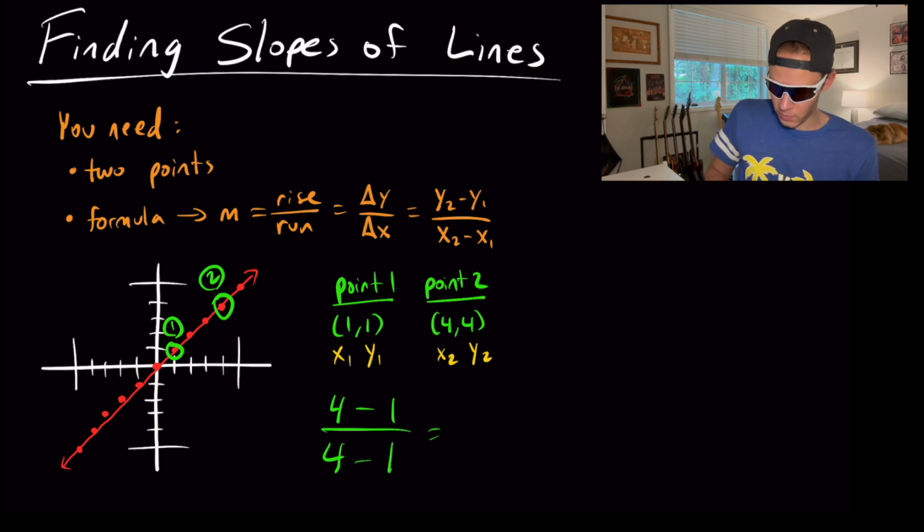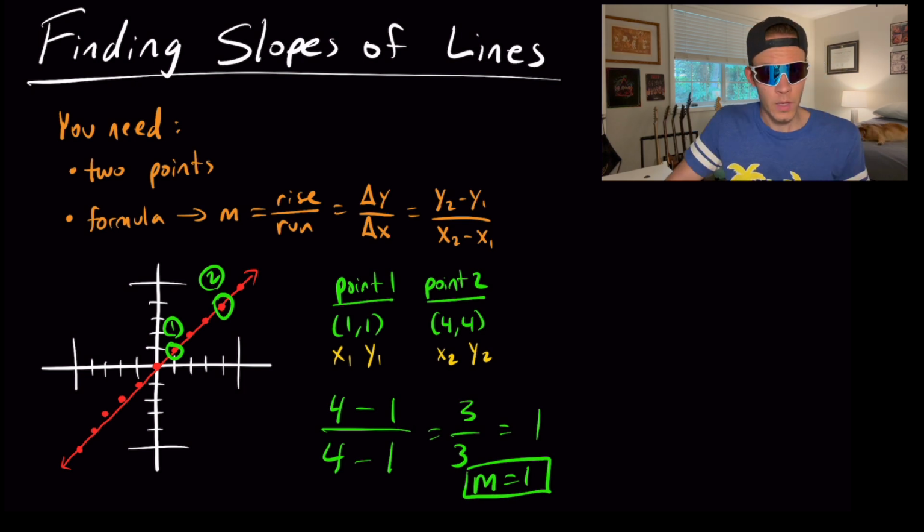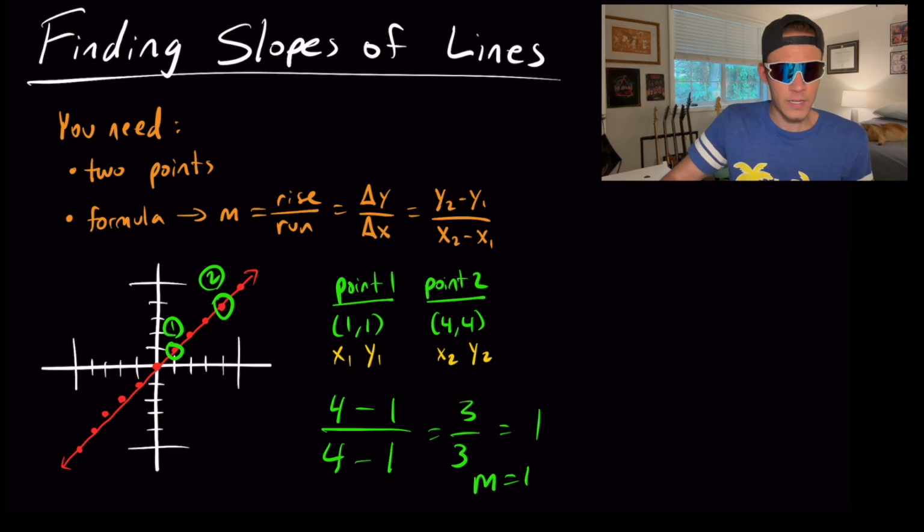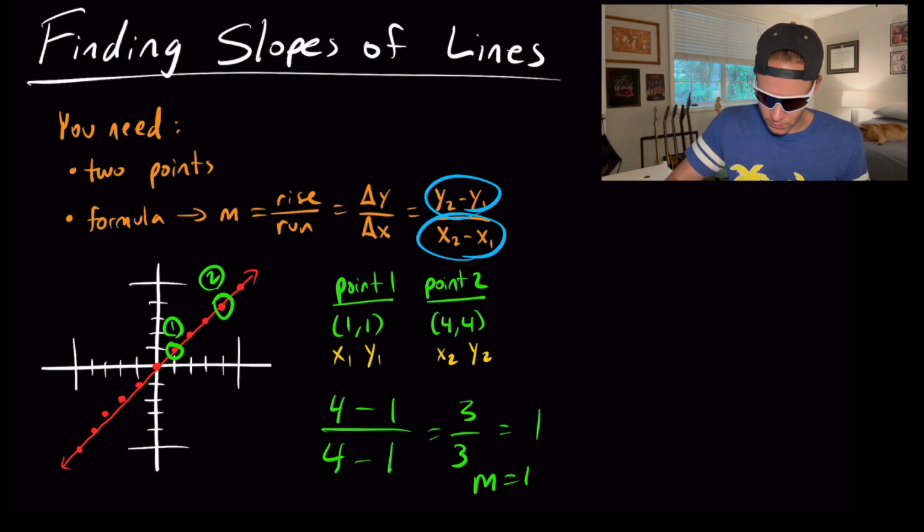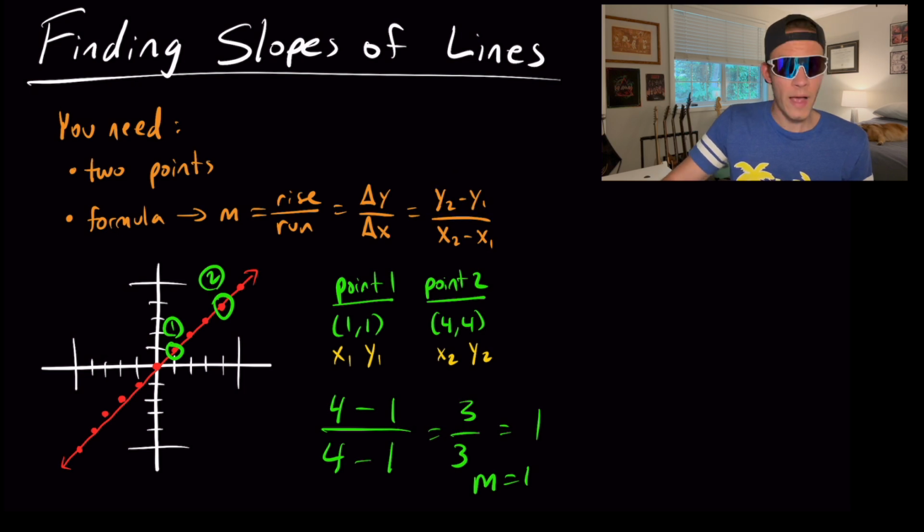All right, 4 minus 1 is 3. 4 minus 1 is 3. 3 divided by 3 is 1. So that means our slope is equal to 1. This delta y over delta x version of the formula, delta just means change, or the difference of, which means subtraction. So that's why we are subtracting our y and x values.